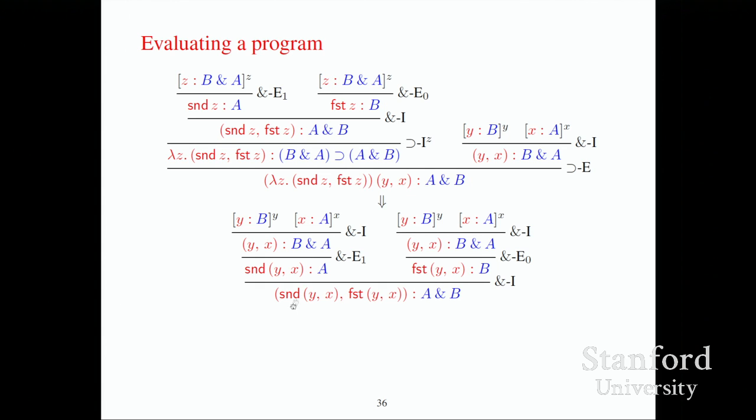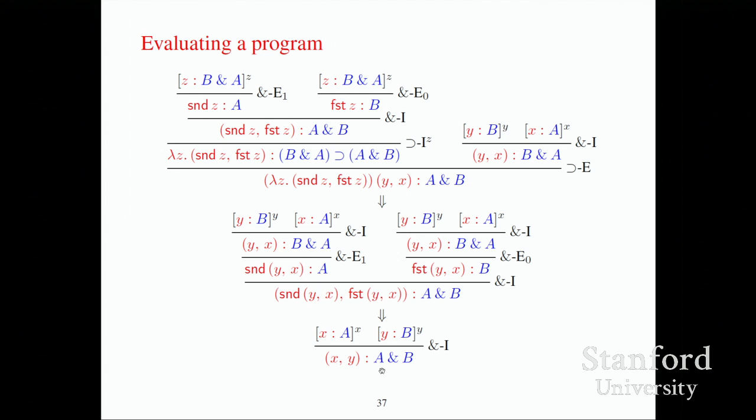And of course, second of yx is going to simplify to x, and first of yx will simplify to y. And that's still well typed. We can just copy down the part of the proof that says, well, how do I know this is well typed? Well, because x has type A. So second of yx has type A. If we just replace that by x, it still has type A. And similarly here, we've just simplified the proof.